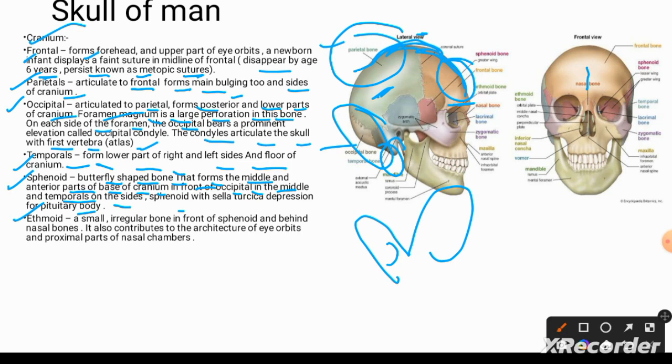Next is the ethmoid bone. This is the sphenoid bone, and this one is the temporal bone. The ethmoid bone is a small irregular bone in front of the sphenoid bone. This is the sphenoid bone, and in front of this is the ethmoid bone, that is present behind the nasal bone. This is the nasal bone, and the ethmoid is present behind it, and it contributes to the architecture of the eye orbit and the proximal part of the nasal chambers.